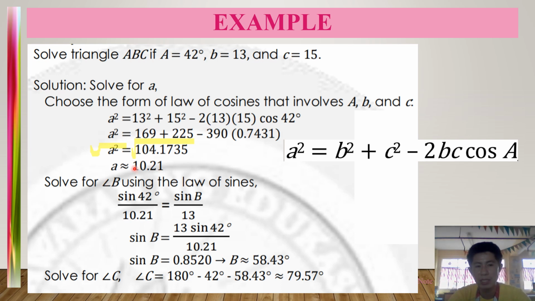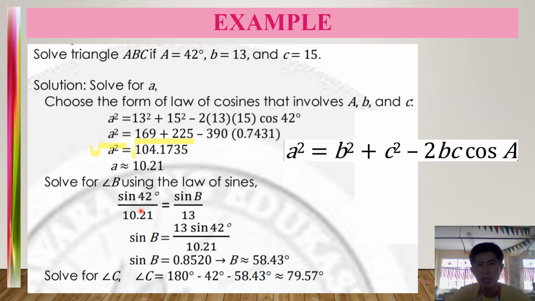Okay, alam na natin yung length ng mga side. Side A, side B, and side C. This time, hahanapin naman natin yung missing angle. Okay, di ba? Angle A given, hahanapin natin yung angle B and angle C. Okay. This time, pwede natin gamitin yung law of cosine. Maghanap tayo ulit ng another formula na pwedeng magamit based on the new given.